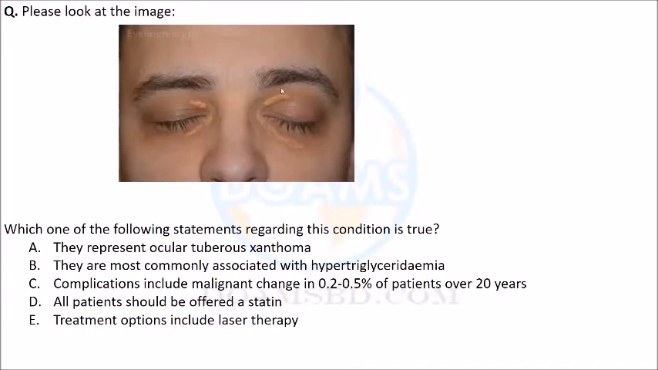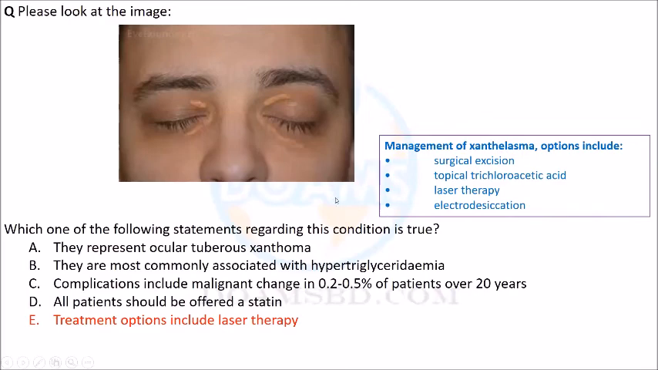So you are thinking that the patient definitely has hyperlipidemia. So you are sure of hyperlipidemia, and for that you are giving a statin. Any other option? Maybe B. Include laser therapy. E. Yes, laser therapy. The treatment of this lesion is not a statin. Remember, the treatment of this lesion may be laser therapy to remove it, but the underlying disease could be hyperlipidemia, for which a statin is given. So these are some options for xanthelasma treatment.